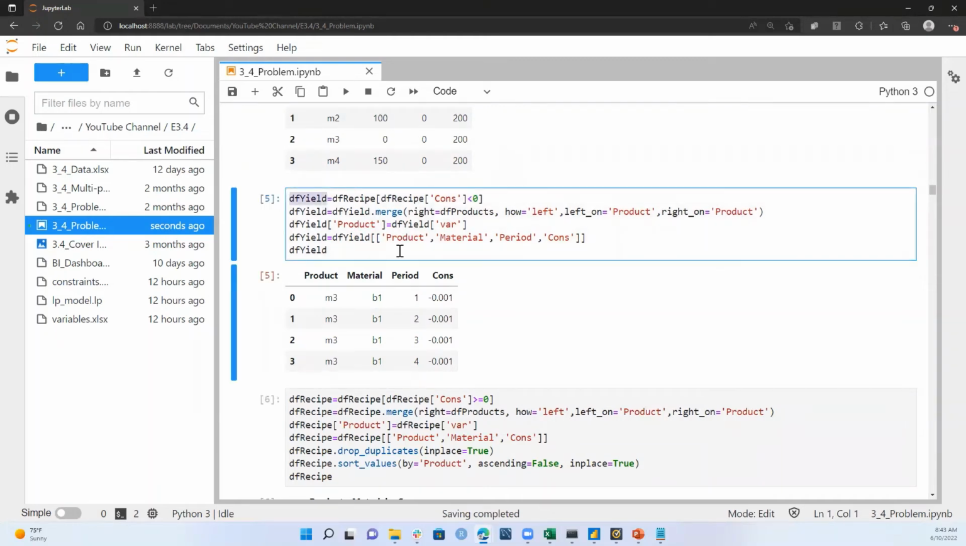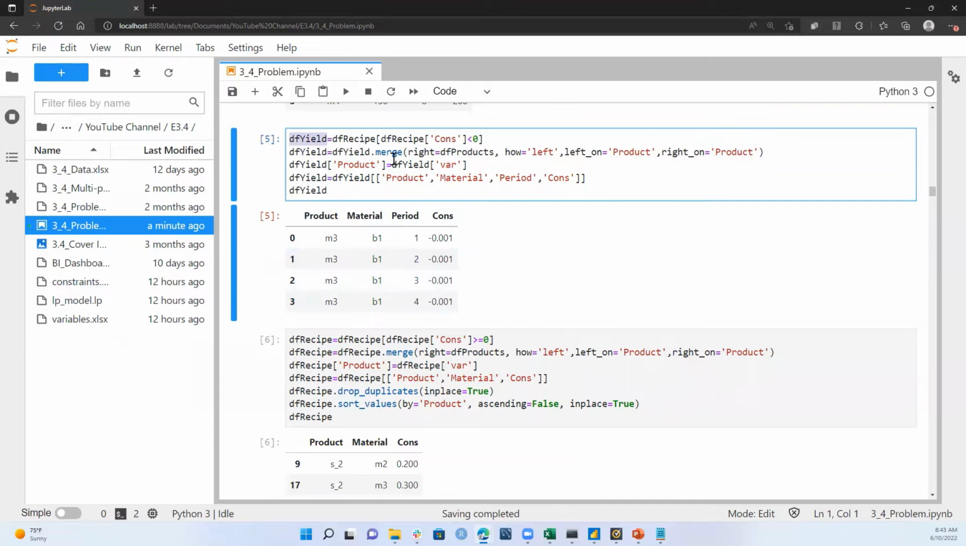We do transform our DF recipe table. So we create a yield table from that. And essentially what we're saying here is that we want to create a yield table for our byproducts. So this table looks at the DF recipe table, looks for any consumption coefficients that are negative, representing a byproduct. And we're going to go ahead and merge that with our DF products table to get a new table called DF yield that has the product that is tied to the byproduct material. So this is saying, hey, we make B1 as a byproduct every time we produce a ton of M3.